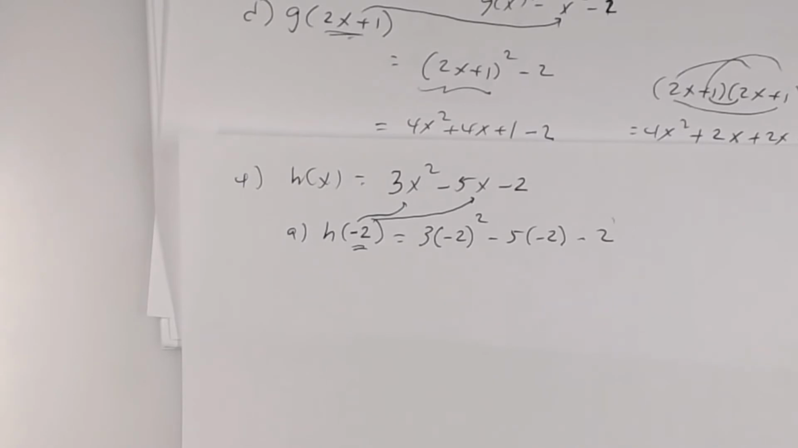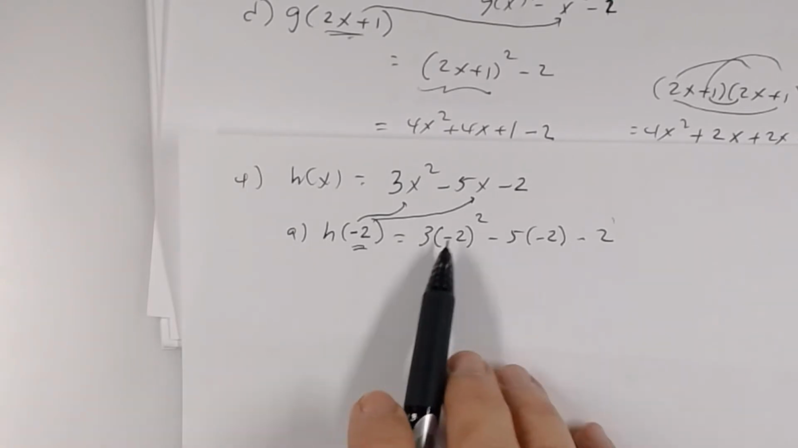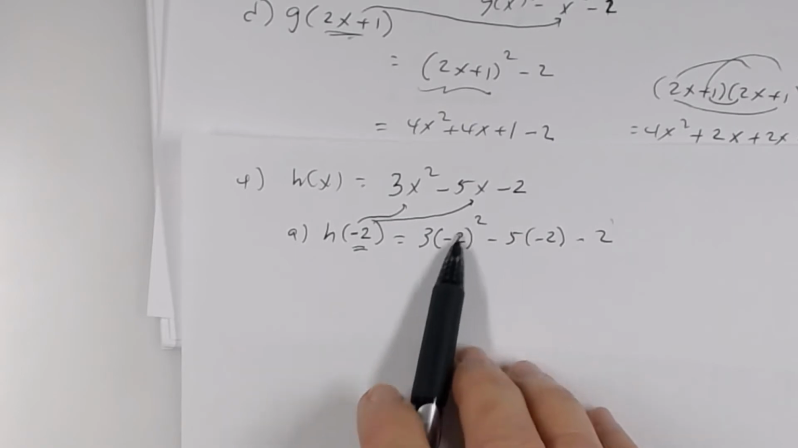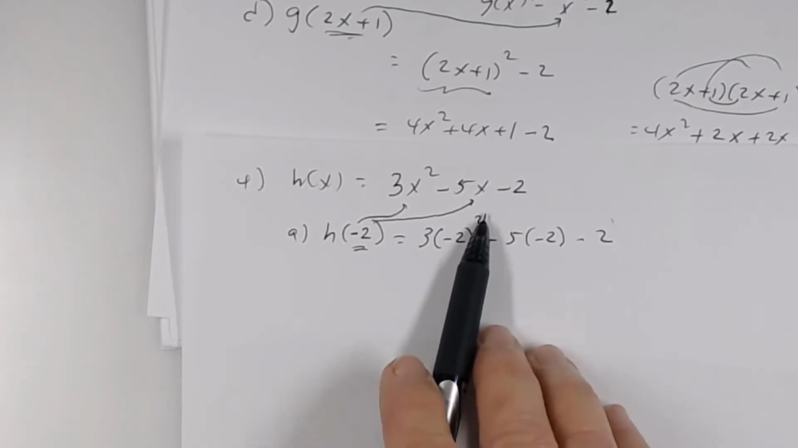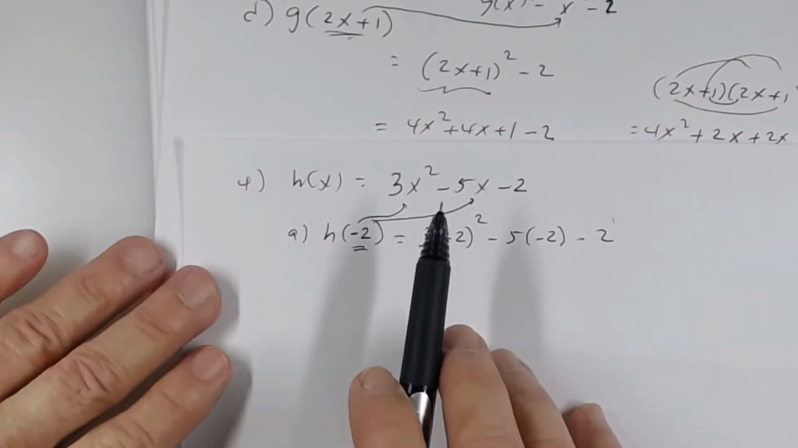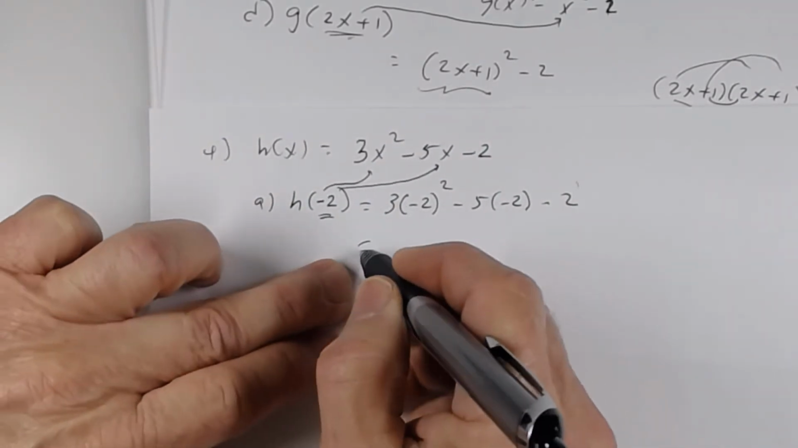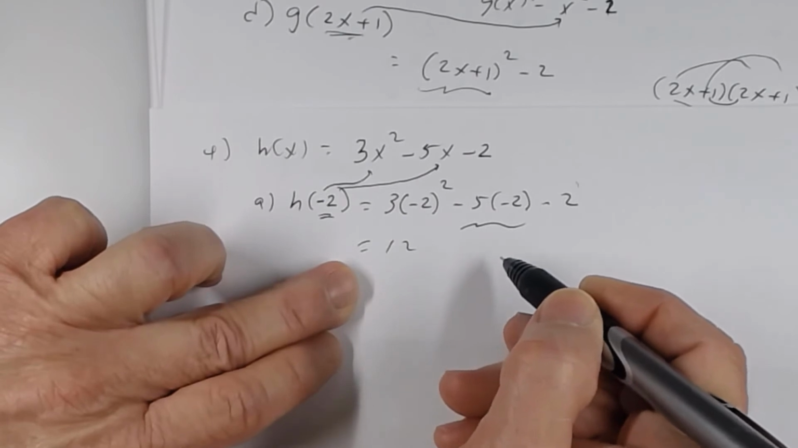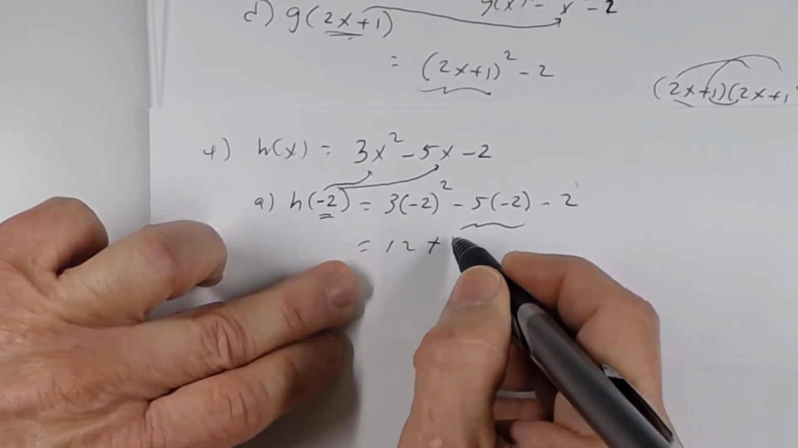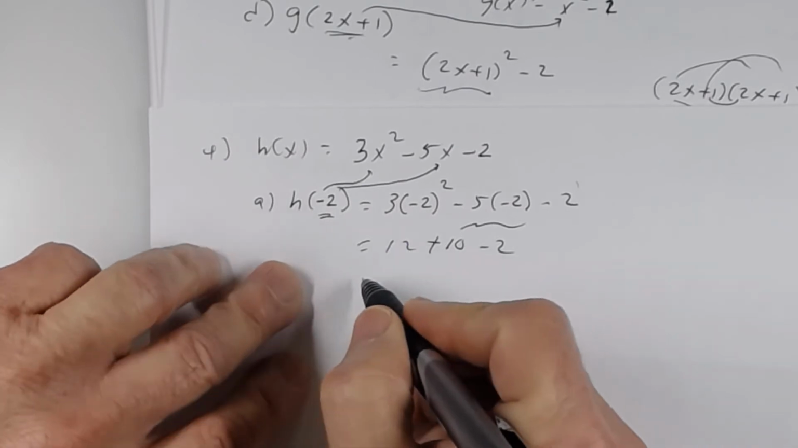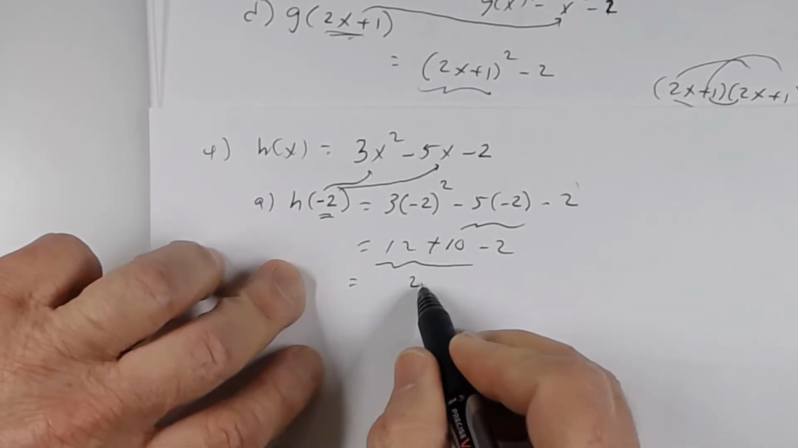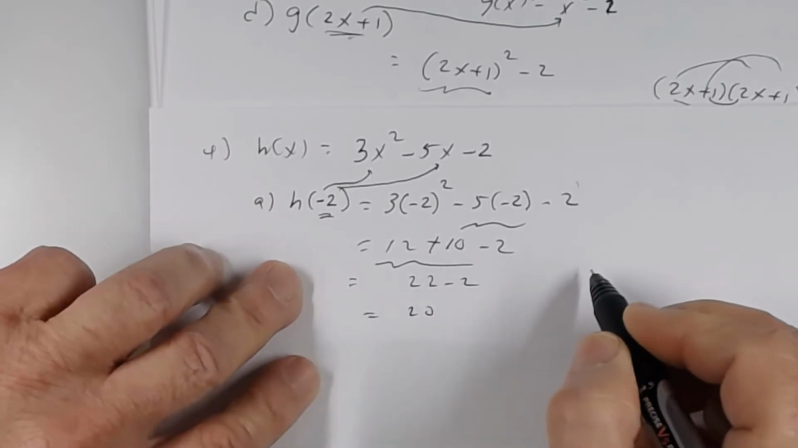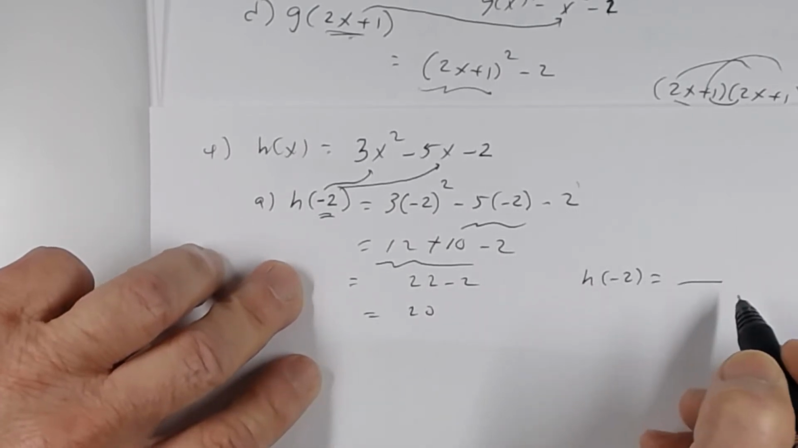Then the rest is using the order of operations. So again, from our discussion earlier, you're not going to say 3 times negative 2. You're going to do what first? You're going to square first. What's negative 2 times itself? 4 times 3? 12. All right, so I get 12. What is this right here? Plus 10. Good. And then minus 2. All right, let's go from left to right. What's 12 plus 10? And what's 22 minus 2? 20. So h of negative 2 equals blank. What goes in the blank? 20.